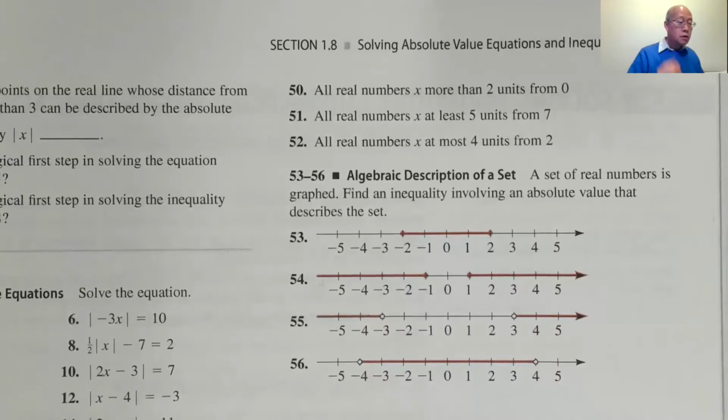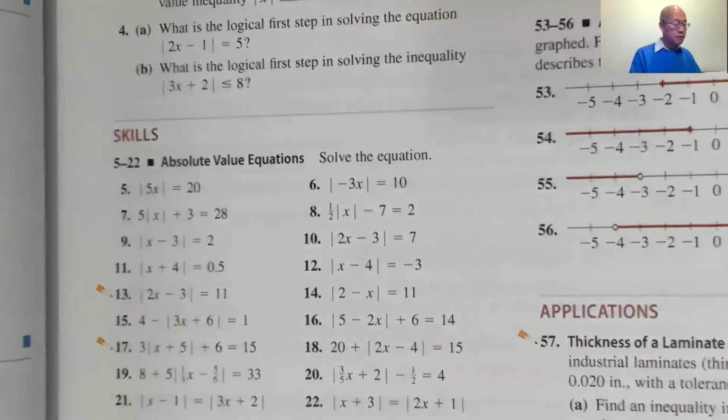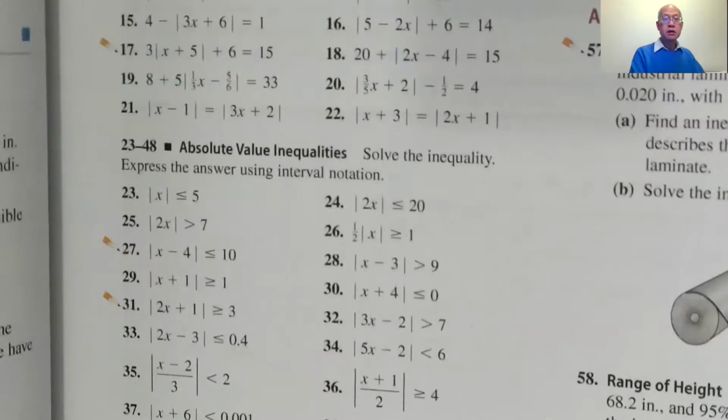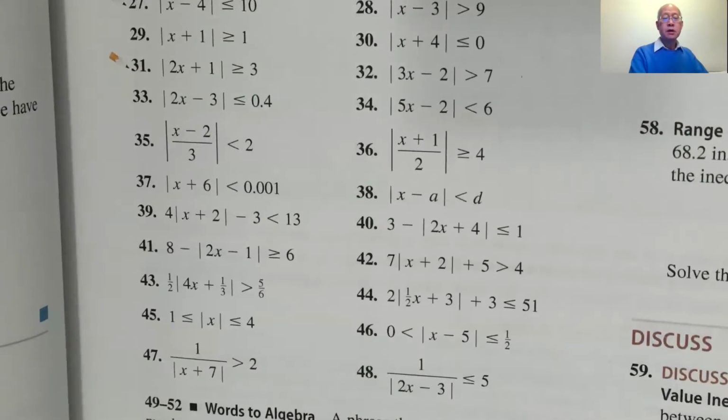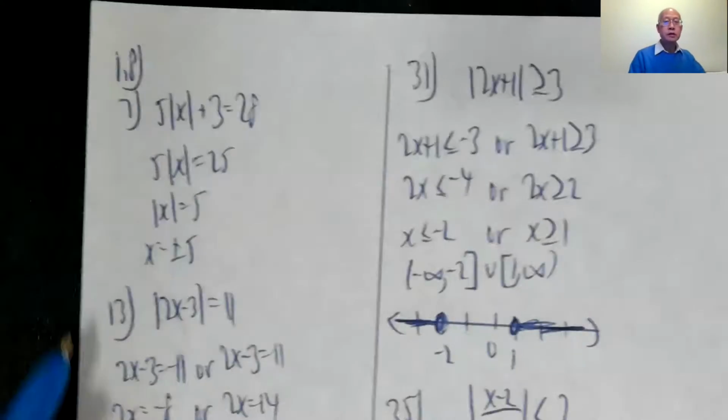This is section 1.8. Okay, so we're doing absolute value equations and inequalities. Page 153. So we have to do 5 through 43 odd. All right, and I think that has it all there for you. Okay, we'll start with the equations.